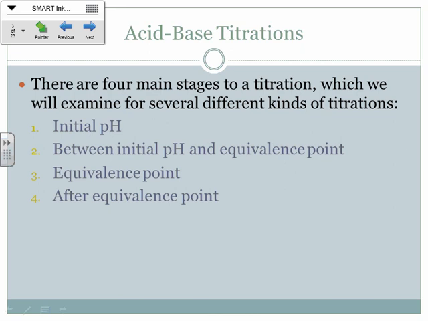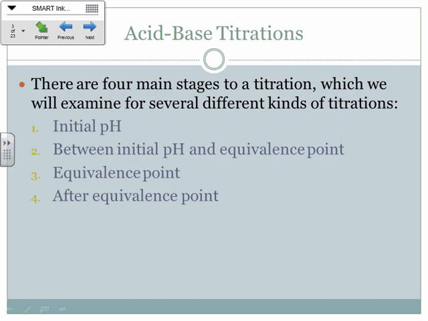Initial pH. So what is the pH of the solution before we've added any base into it whatsoever? And that's not all that difficult, okay? Between the initial pH and the equivalence point, how do you figure out that pH? At the equivalence point, now at the equivalence point is not all that difficult either. And then after the equivalence point, how do you find the pH? Okay, so those are 4 different stages in a titration, and there's actually a different type of calculation you have to do for each one of those stages depending on where you are.